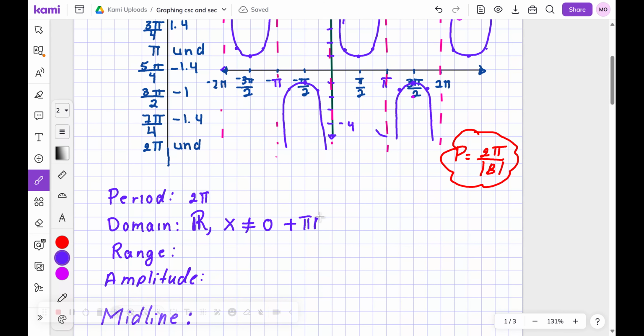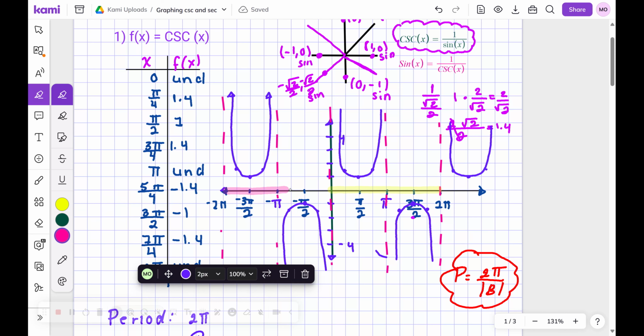Okay? Oh, by the way, the period of cosecant, one cycle is 1 up and 1 down. That's why the period is 2 pi. See? 1 up and 1 down. This is one cycle. Okay, 1 up and 1 down, this is another cycle. So the distance is 2 pi. It doesn't matter, you need 1 up and 1 down. So that's why the period is 2 pi.